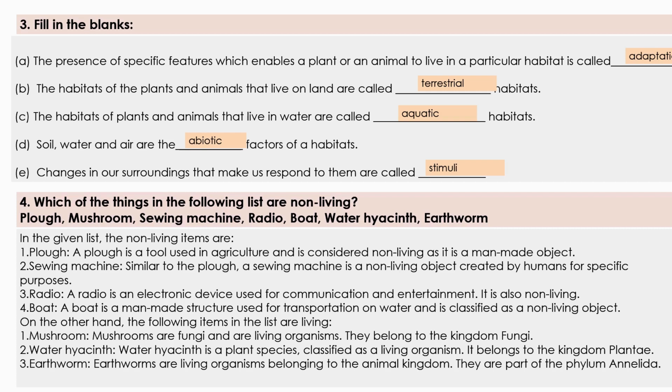On the other hand, the following items in the list are living. First one, mushroom. Mushrooms are fungi and are living organisms. They belong to kingdom fungi. Water hyacinth. Water hyacinth is a plant species classified as a living organism. It belongs to the kingdom Plantae. Earthworm. Earthworms are living organisms belonging to animal kingdom. They are part of phylum Annelida.